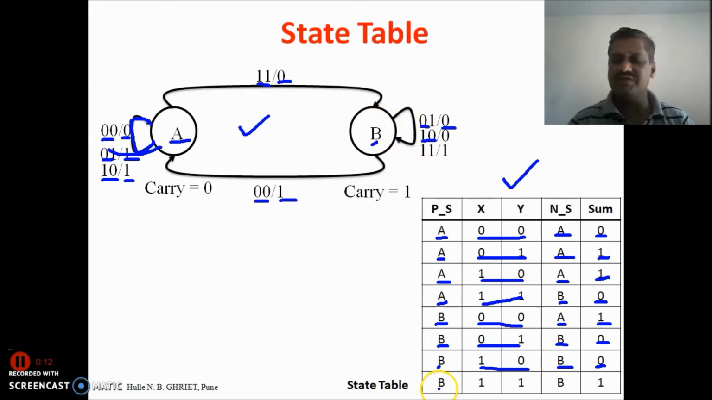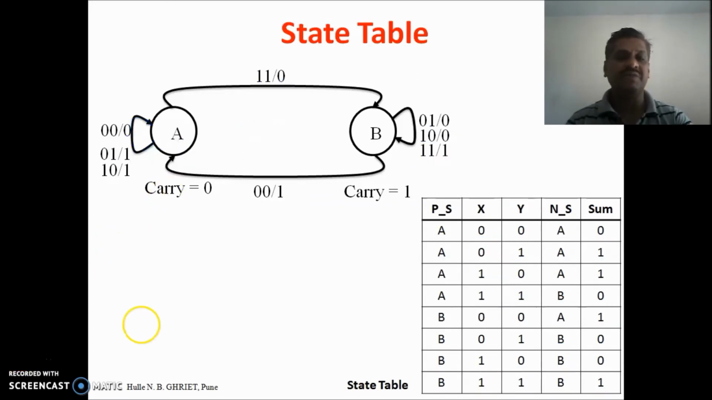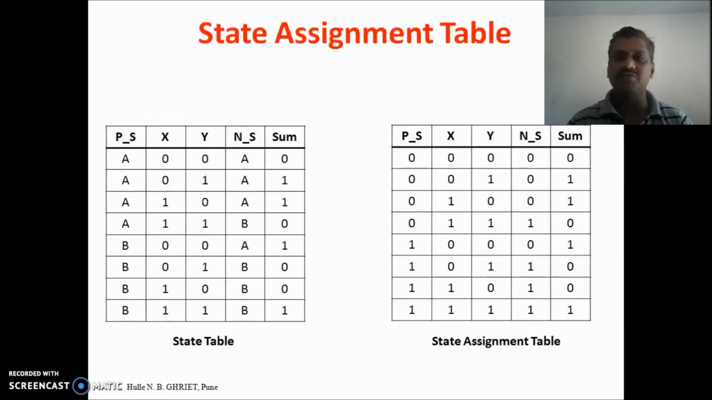Whenever the present state is the B state, inputs are 1 1, output will be 1 and the next state will be the same state, that is B state, and this is nothing but the preparation of the state table. This is step number 1, and from this state table we are able to prepare another table which is known as the state assignment table.